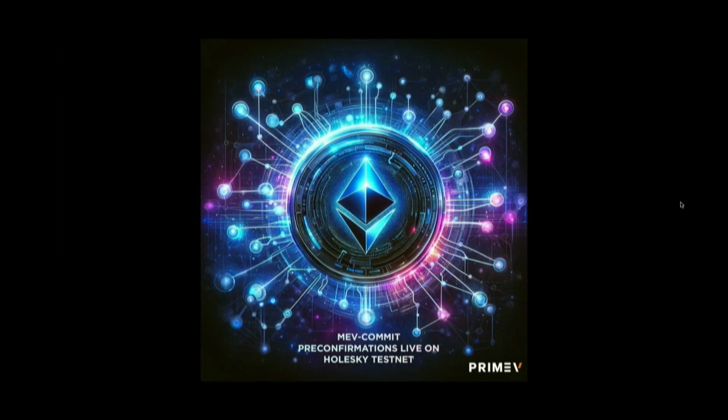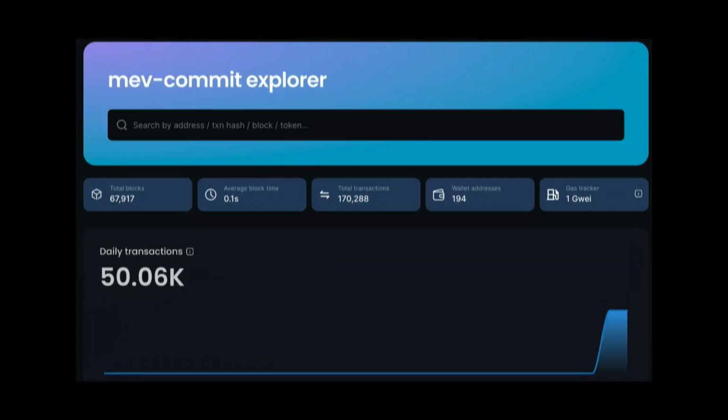We announced mev-commit on Holesky testnet. This is available today. It's working. We're very excited, actually. We had a major release go out today that stabilizes the network as well, and we're on our way to Mainnet to have pre-confirmations happen on Ethereum.